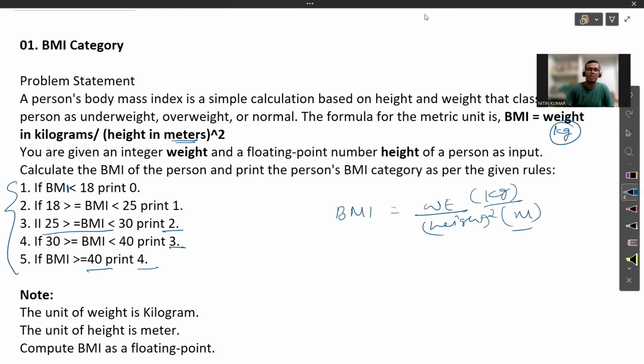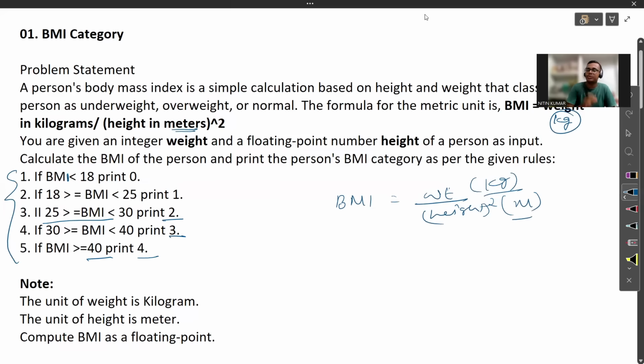So it is a very simple problem. We just have to calculate the BMI of each person based on their weight and height using the formula of BMI, and then decide in which category he lies, and that is what we have to print.